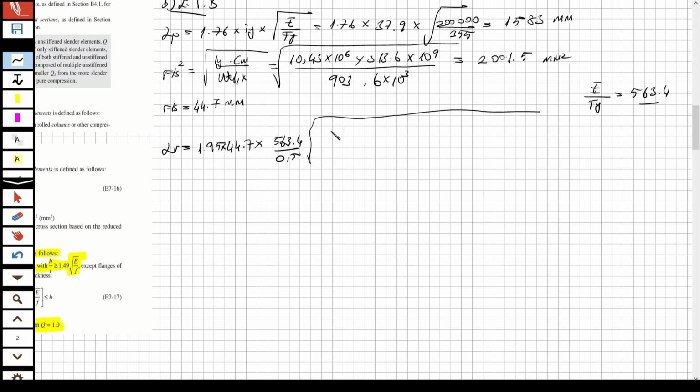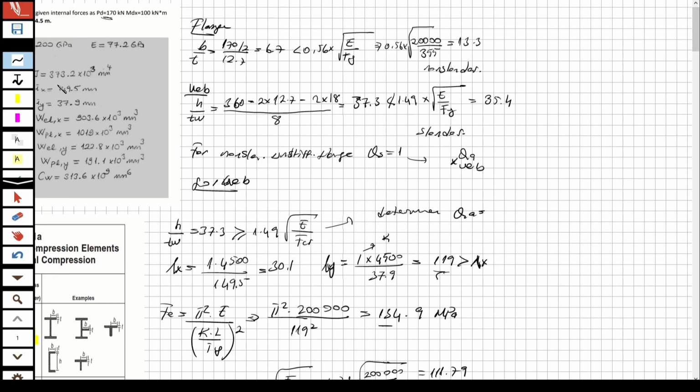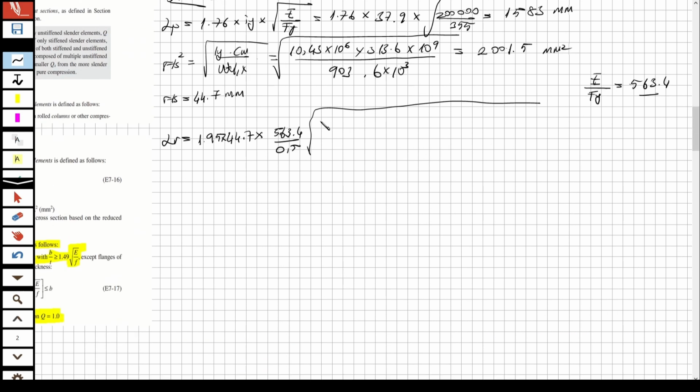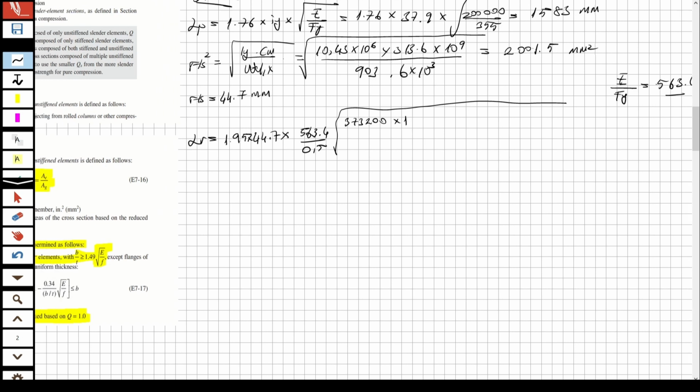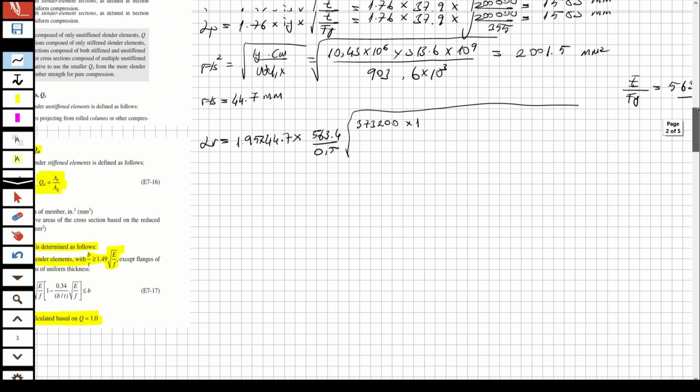I need to have the value of J. I'm going to show you the value of J in the question. The value of J is here, look at here, J is 373.2 multiplied by 10 power 3 millimeter power 4. So it's going to be like this, 373,200 multiplied by the value of c. So what is c? Let's show you what c is. Look at here, the c is this one. For doubly symmetric I shapes, c is equal to 1. So c is this one.